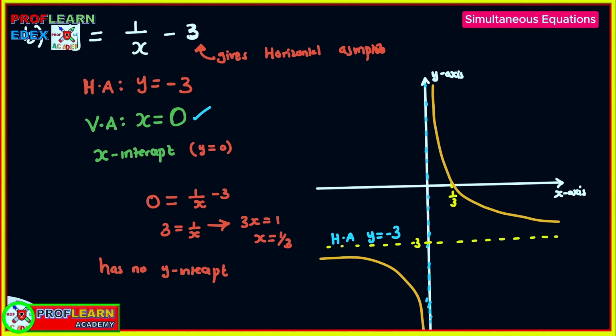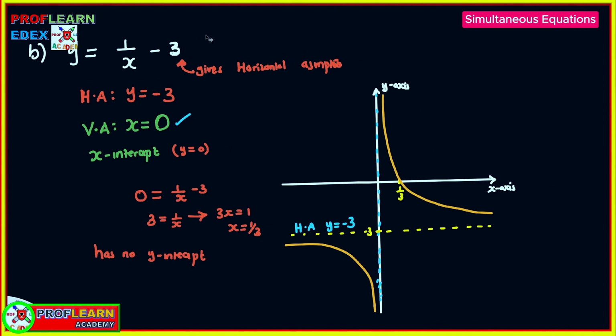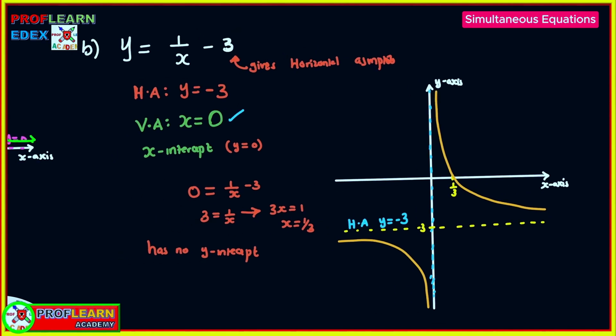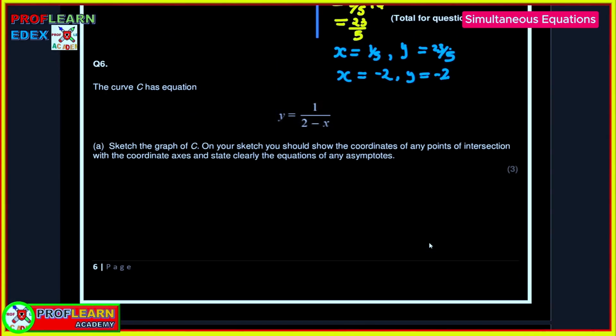All right. So basically, we've done a discussion on how reciprocal graphs are supposed to be drawn. I need us to change gear so that we can go into the exam question and see how that question was asked. We have the curve C, which has the equation y equals 1 over 2 minus x. We're supposed to sketch the graph of C. On your sketch, you should show the coordinates of any point of intersection with the coordinate axes and state clearly the equation of the asymptote.